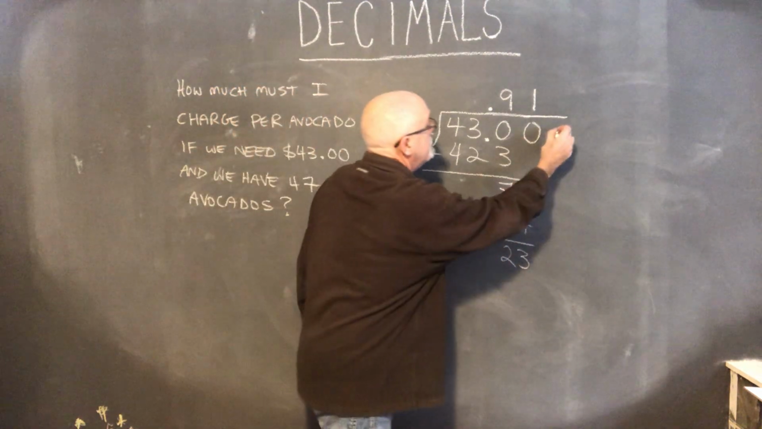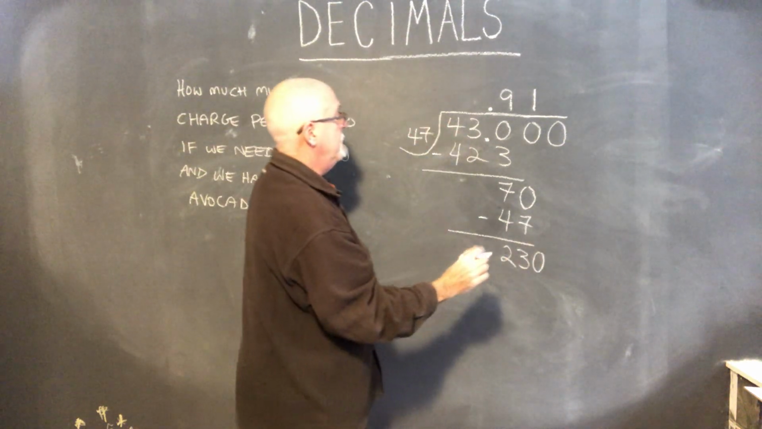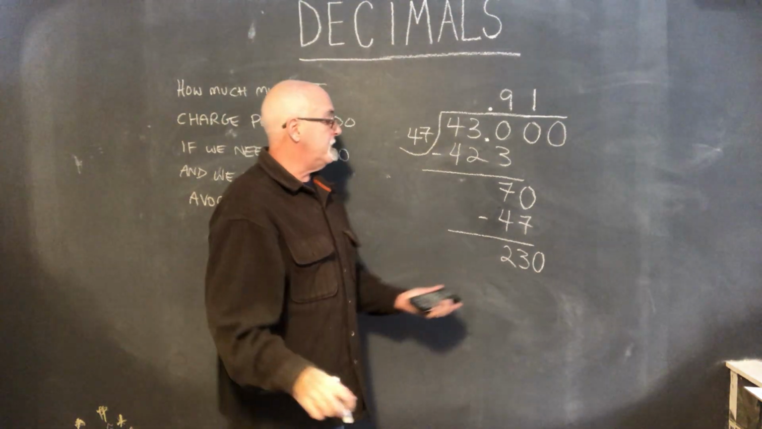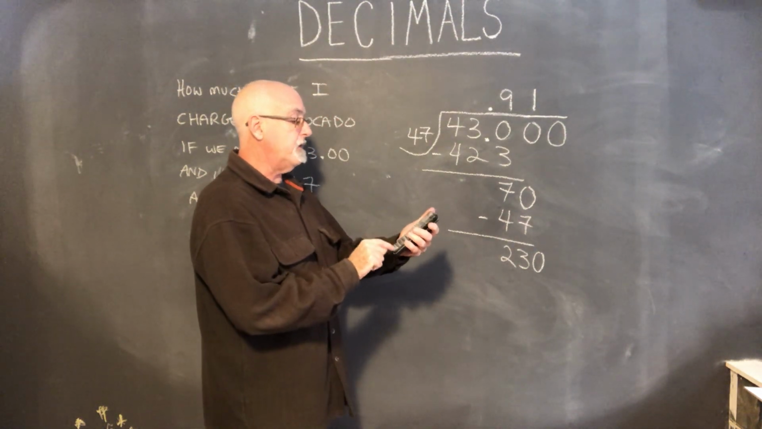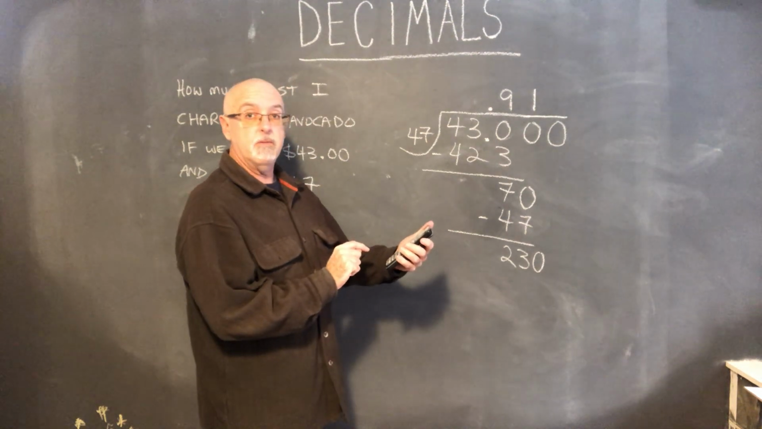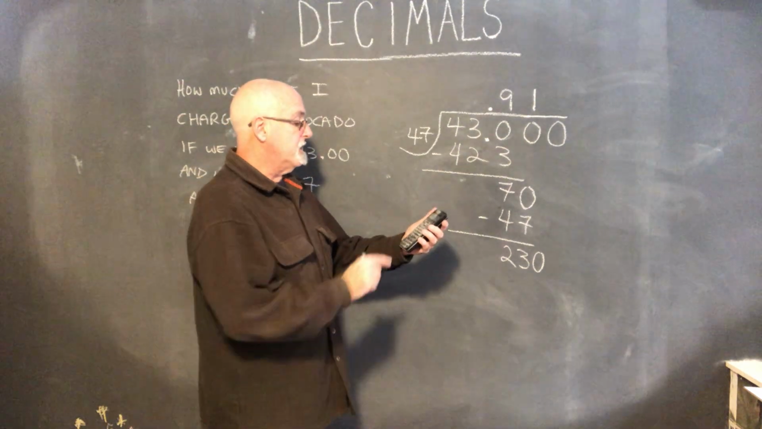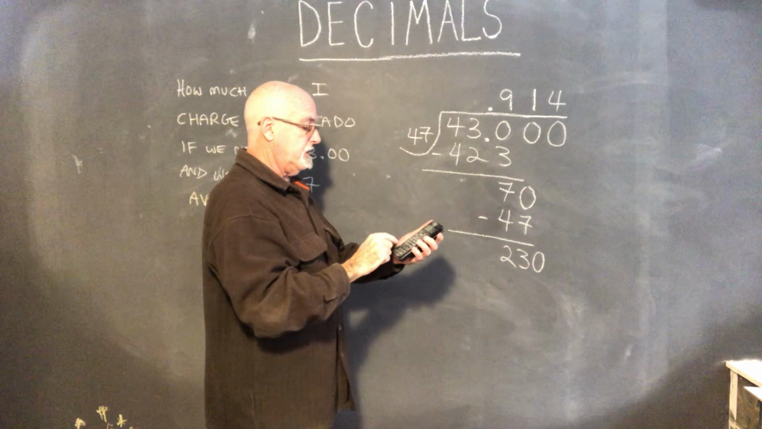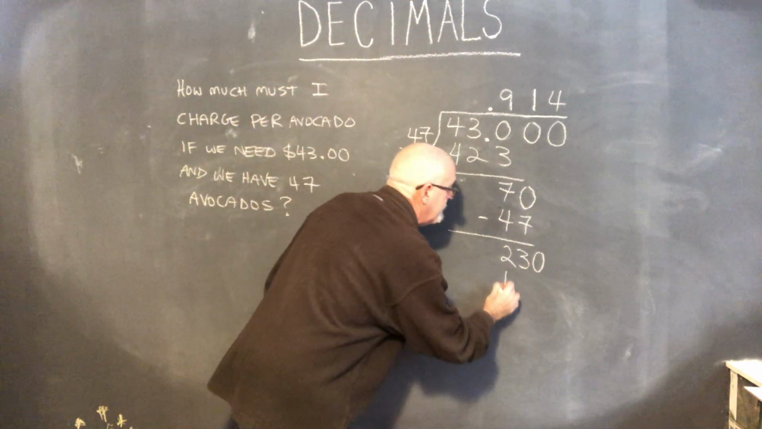So I'm putting yet another 0, carrying down yet another 0, and I now have 230. 47 didn't fit into 23, but it fits into 230. Is it 5 times? 5 times 47. No, it doesn't fit 5 times because 5 times 47 is 235. So I have to do it 4 times. 4 times 47, yes, I can do that in my head, but I'm not going to show off right now. That's 188.